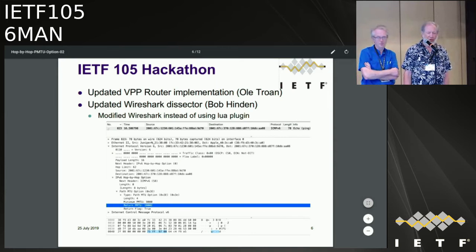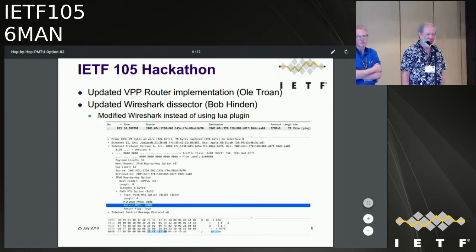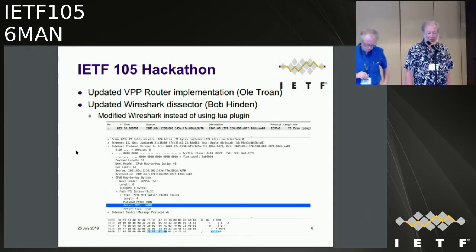Oh, and we had a smaller hackathon project. Ole worked on his VPP router implementation, and I learned, with a lot of help, how to actually modify Wireshark, instead of doing a Lua plugin, changing the packet-ipv6.c file. And with some other help, we finally have it working. It now shows the option, and more importantly, with the thing we couldn't do with the Lua plugin, it actually shows correctly what's after this header, which the previous one didn't do. So at least that's working. And unfortunately, I know a little bit about Wireshark now.